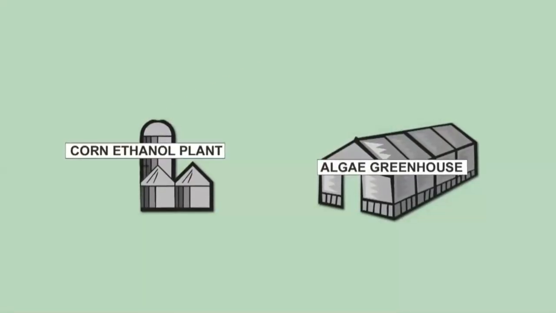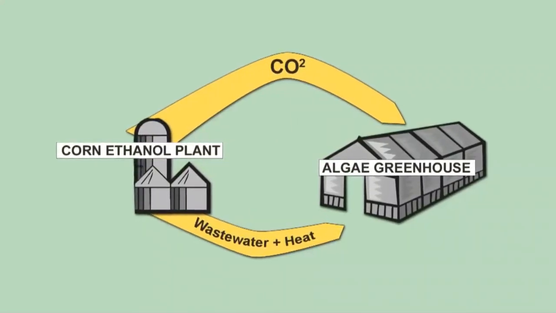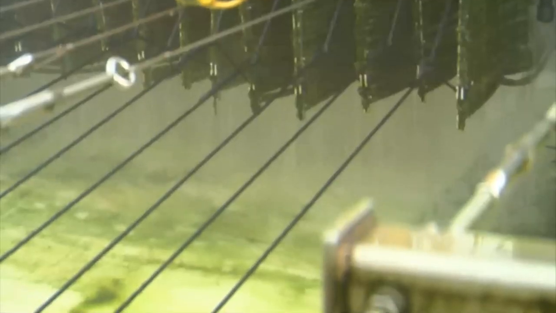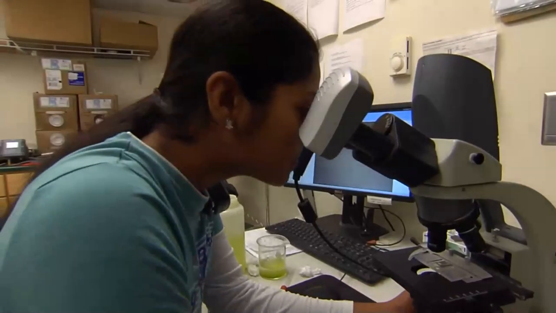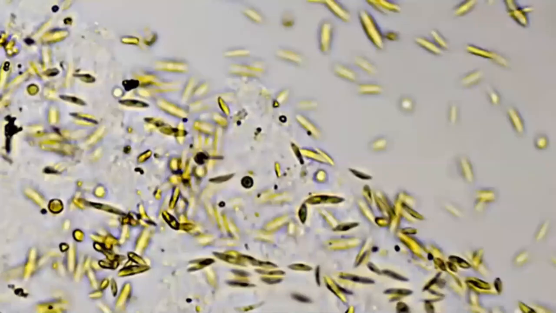So we could actually take that other third of the kernel that we're basically emitting into the atmosphere, capture it, and create a whole other product around how we convert CO2, warm water, waste heat, and sunlight into algae. CO2, wastewater, and heat, all byproducts of producing corn ethanol, exactly what algae needs.